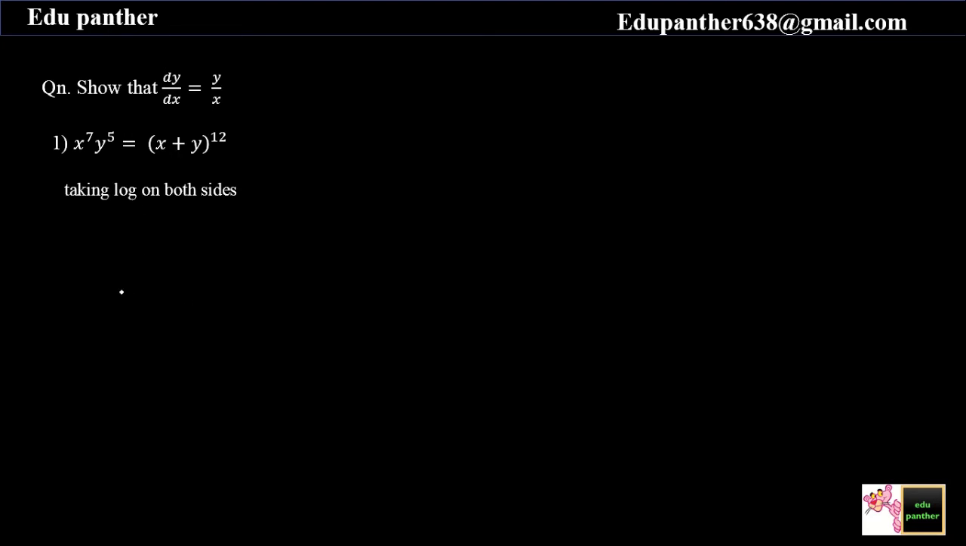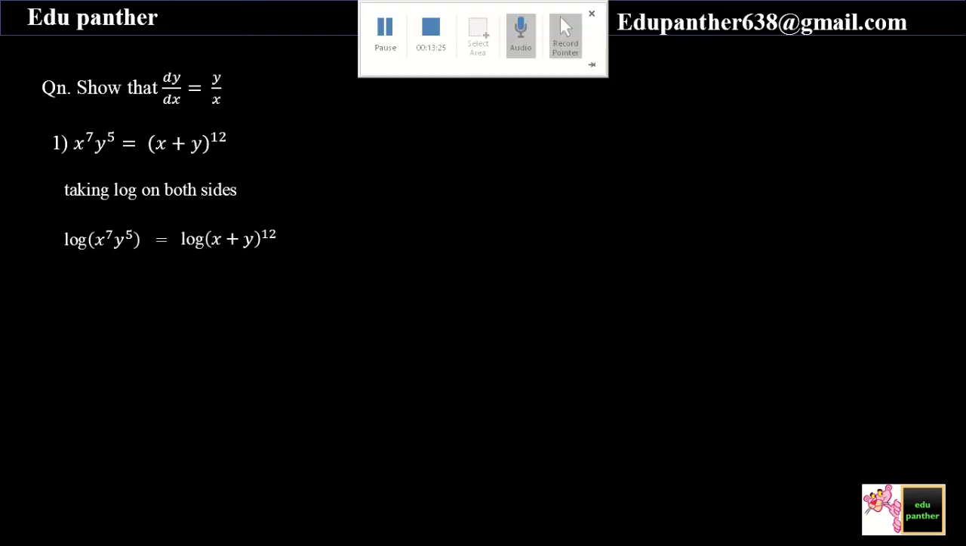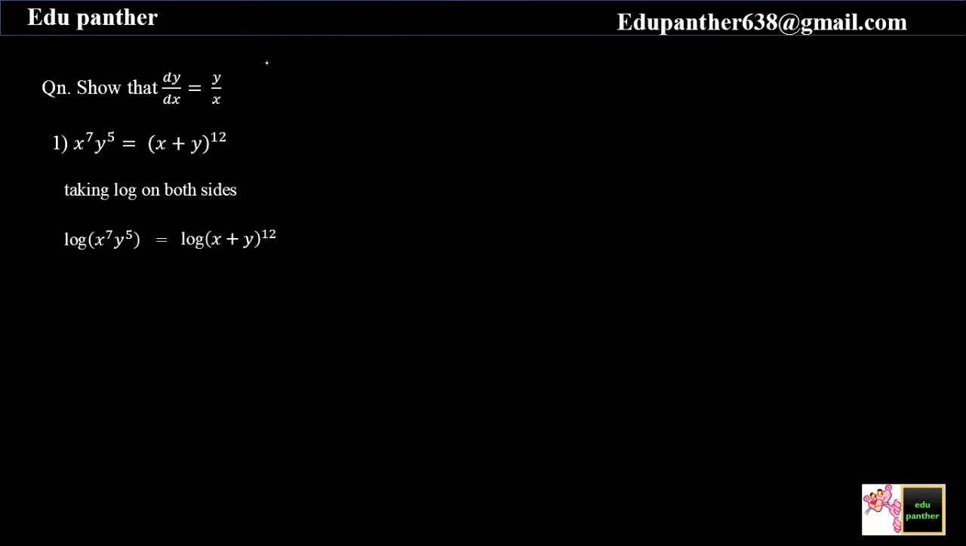So taking log on both sides, log of left hand side is equal to log of right hand side. Now in the left hand side we have log of x raised to 7 into y raised to 5. So by using this property of log, that log of a into b is log a plus log b, that will give us log of x raised to 7 plus log of y raised to 5, which is equal to, now again use this property.